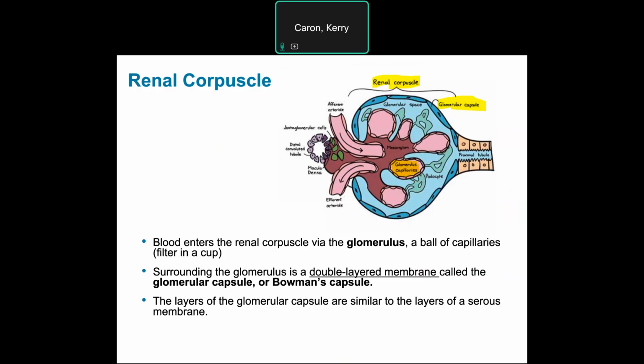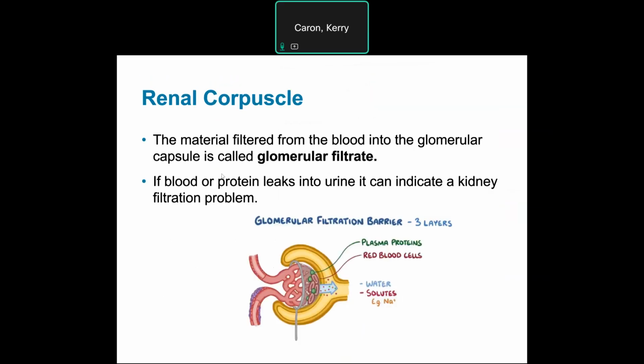The layers of that capsule are similar to the layers of a serous membrane. As you remember, we talked about membranes a lot. So the renal corpuscle: material from the blood is filtered here, in the glomerular capsule, and that product is called glomerular filtrate. So it goes from blood to glomerular filtrate when filtration happens. If blood or protein leaks into the urine, then we know that there's a problem here at the renal corpuscle of the glomerulus.